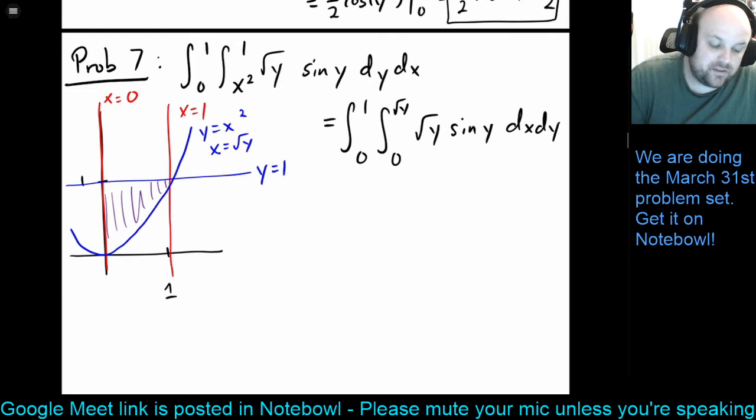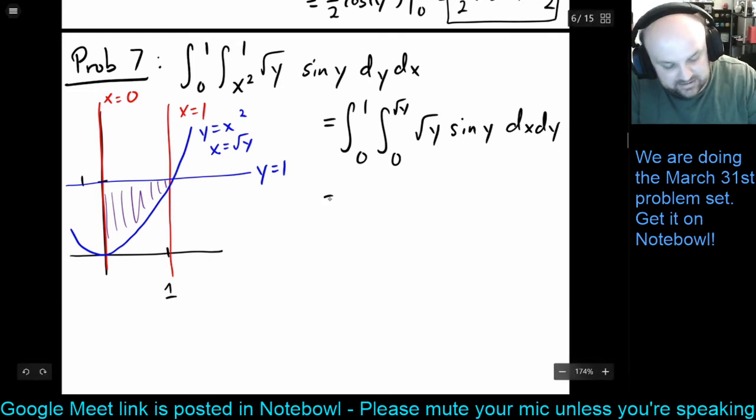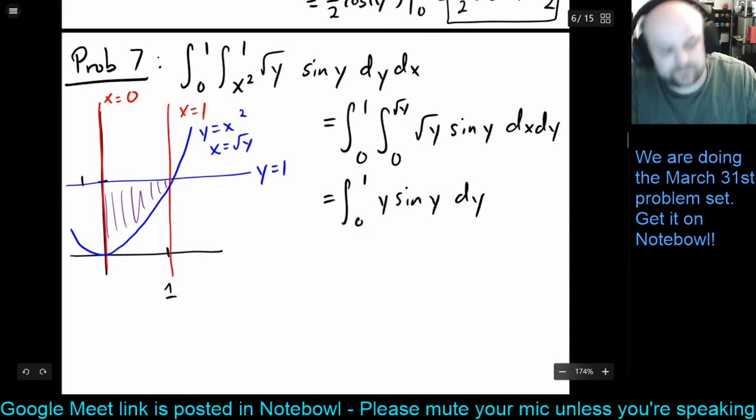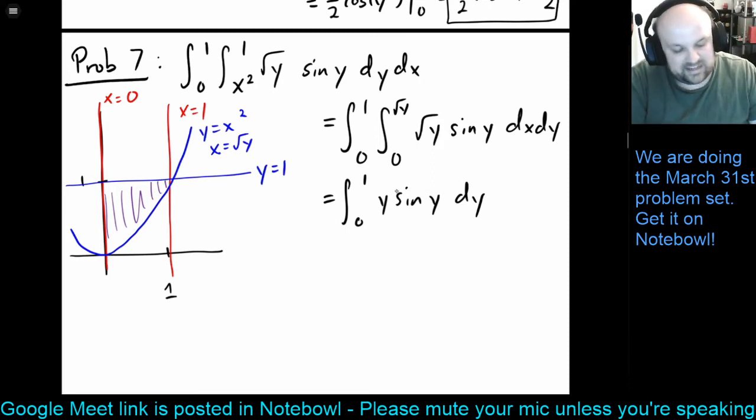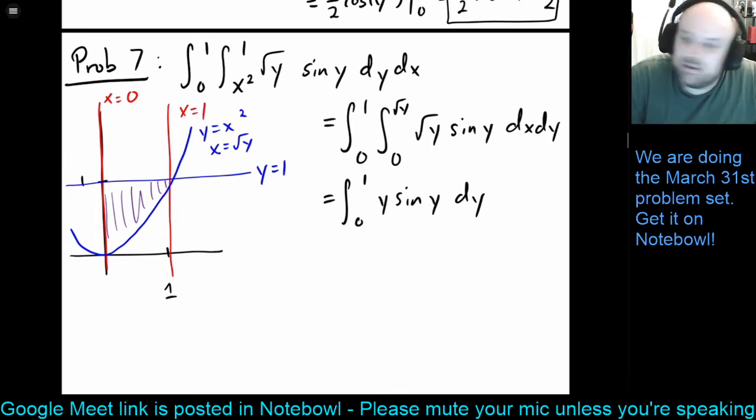Right? So, after you integrate this with respect to x, you're going to wind up with y sine of y dy. Right? So I'll let you think about why that's true. Do the computation to check it out. And then here, you're going to do integration by parts. Okay. So any questions on these problems here?